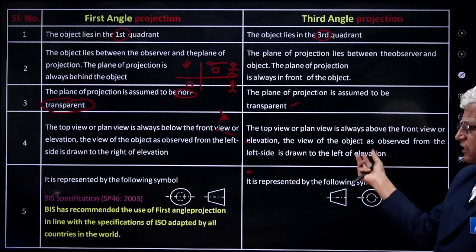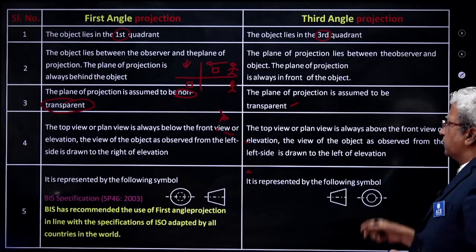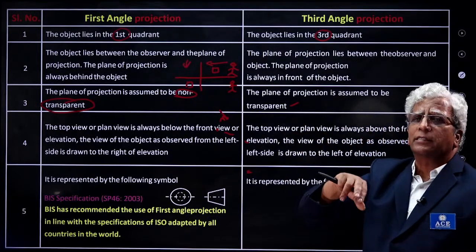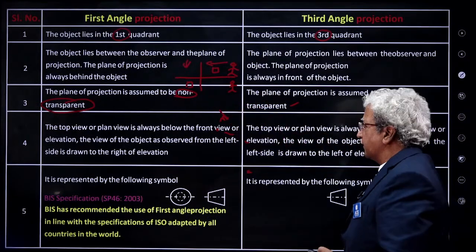With a single sketch, we will discuss all these things. So, the same direction is third angle, the opposite side is first angle, like that. Okay.